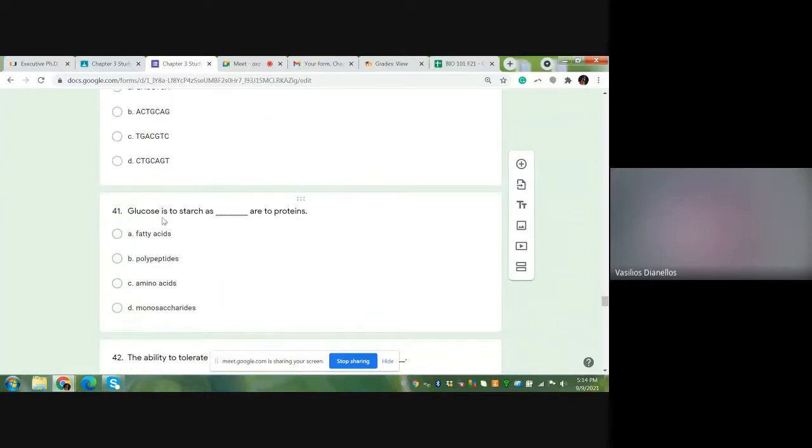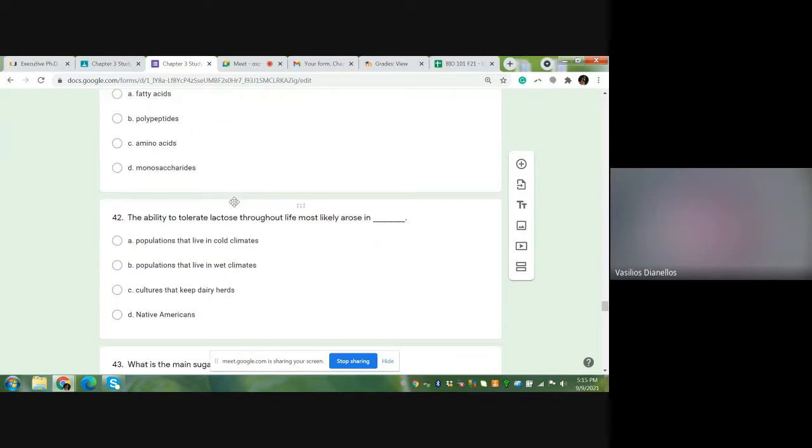This is a good one. Glucose is to starch as blank is to protein. So we know that a bunch of glucose strung together makes a starch. So what are a bunch of things that are strung together to make proteins? The answer is C, amino acids. Yes, amino acids are strung together to make a polypeptide, but then once that polypeptide is formed and folded in the right way, it is then a protein. So the answer is amino acids. Any questions about number 41?